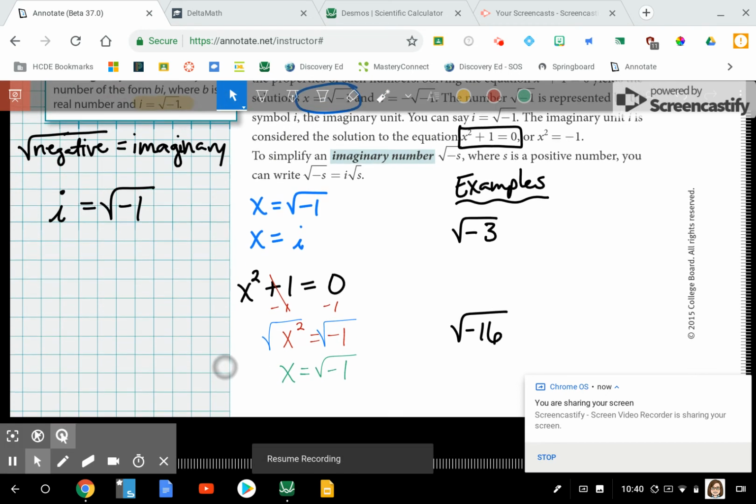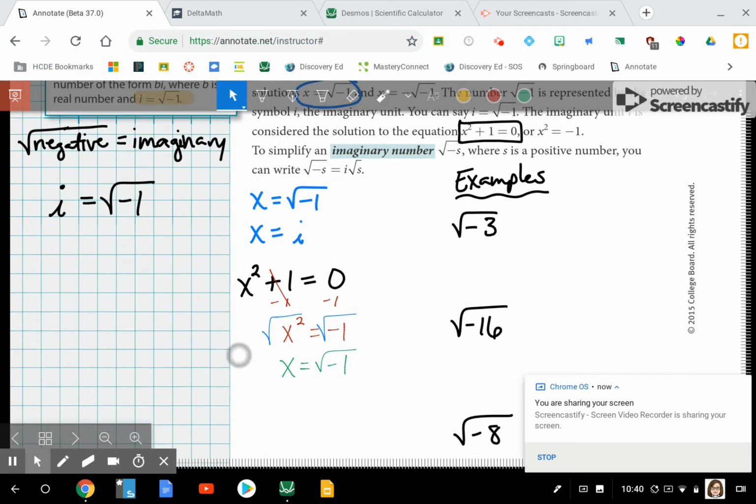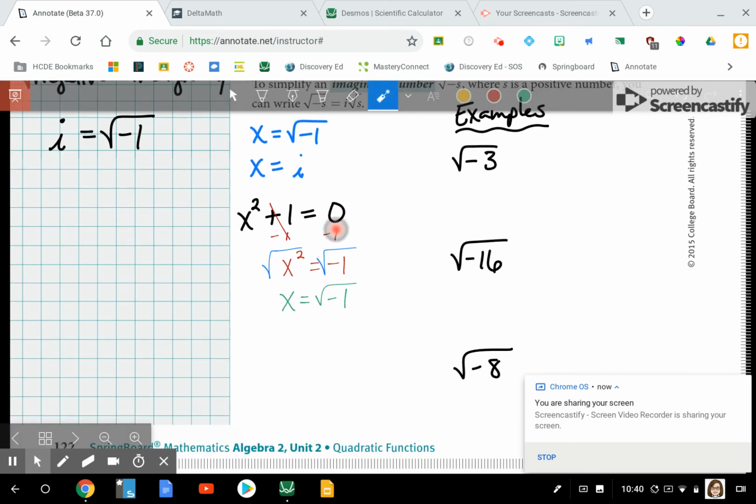So let's look back at the problem that we started with originally on page 1. x squared plus 1 equals 0. Well, earlier we solved it, or we tried to factor, and we got x equals the square root of negative 1. And that's where we stopped. But now we can go a little bit further, and we can say that square root of negative 1 is an imaginary. So we just put an i. This would equal i.